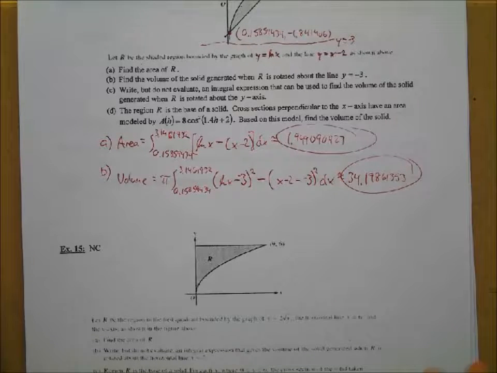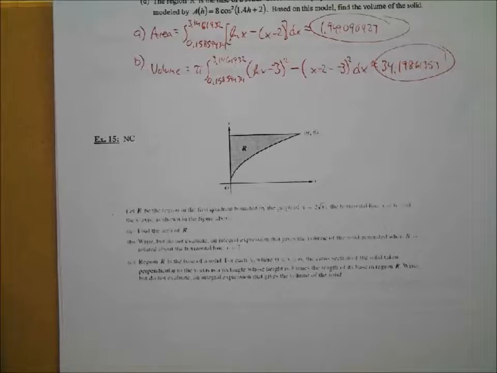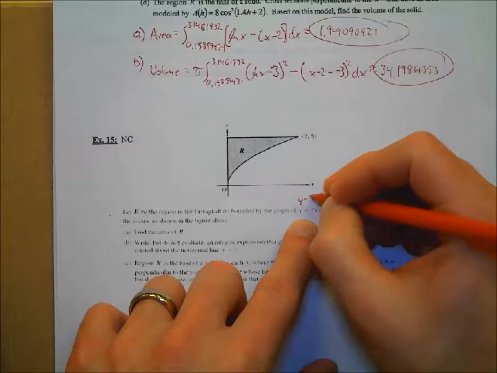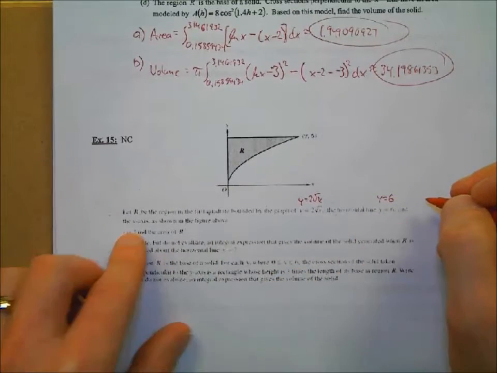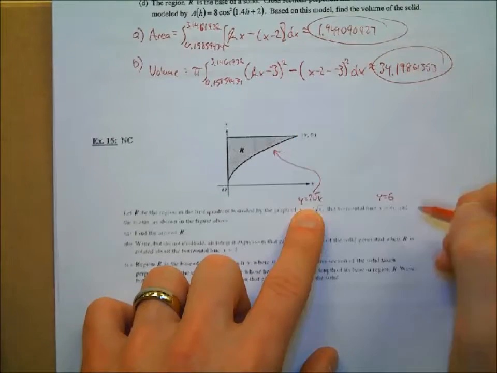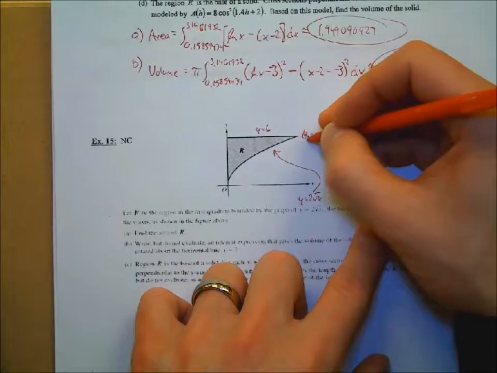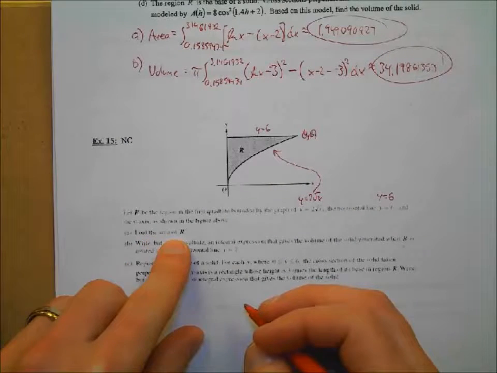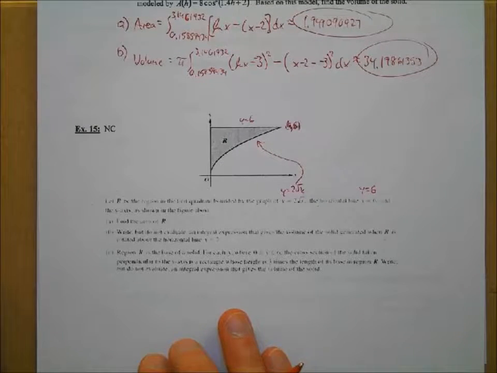All right, let's take a look here then at this last one. And if you can read it, well, I think we can hear what it says. Let R be the region in the first quadrant bounded by the graph of y equals 2 square root of x, the horizontal line y equals 6, and the y-axis as shown in the figure above. Okay, so there is y equals 2 root x. There is y equals 6. This is the point 9, 6. Okay, and so for A, we're supposed to find the area of R. So why don't you guys go ahead, since I read that for you at least. Go ahead, set up the integral for the area of R.